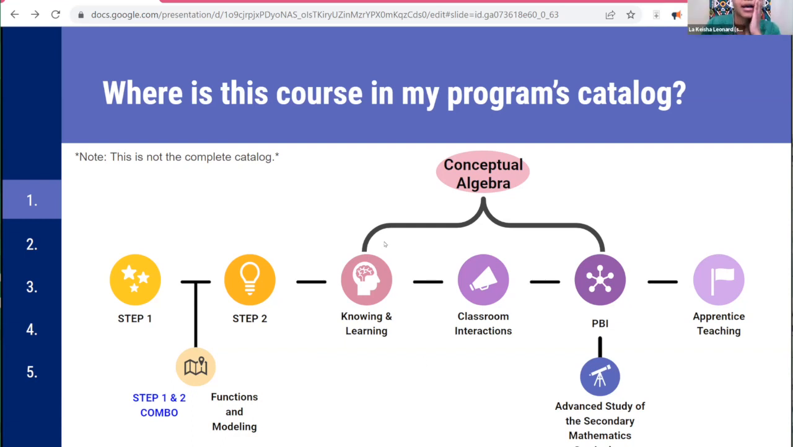So most of the time it's taken concurrently with field courses because it's a non-field course. Right. And most of them sign up after knowing and learning. I have had one apprentice teacher. I've had one. Don't know how she did it, but we made it work. But usually they're in this range.